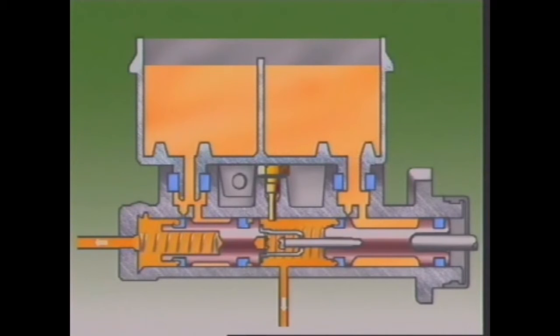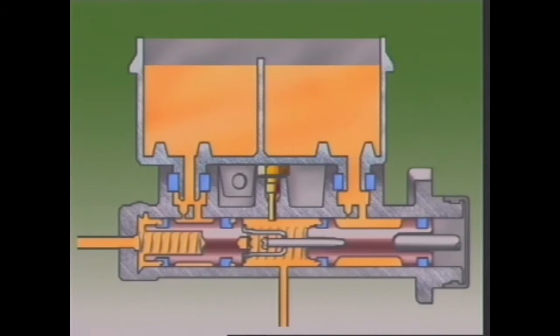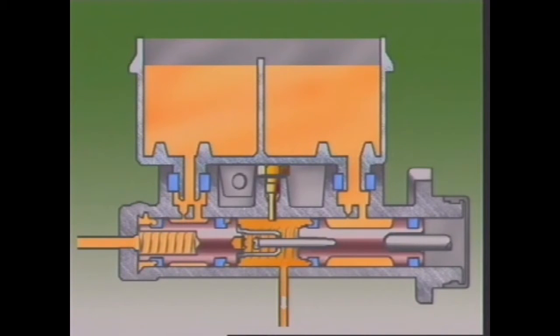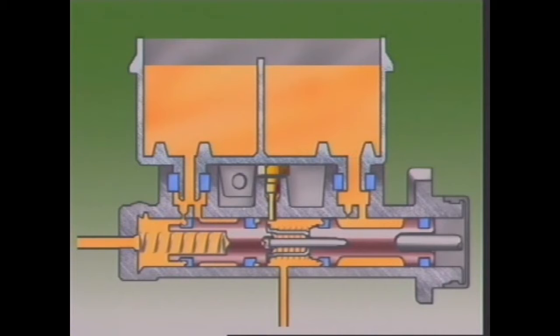If there is a failure in the secondary circuit, the primary system continues to operate normally, but with increased travel. If the primary circuit fails, no pressure is generated to move the secondary piston. So a rod attached to the front of the primary piston will push the secondary piston directly so that it still operates.